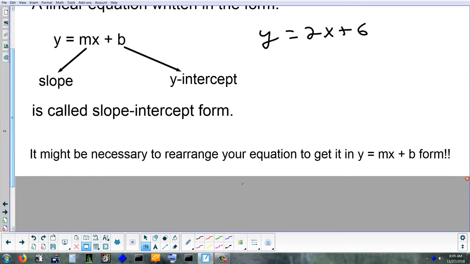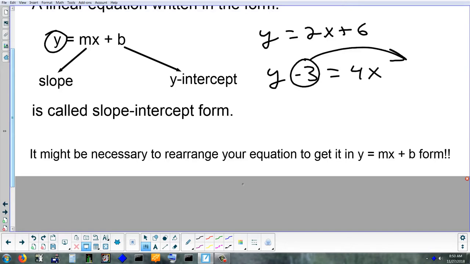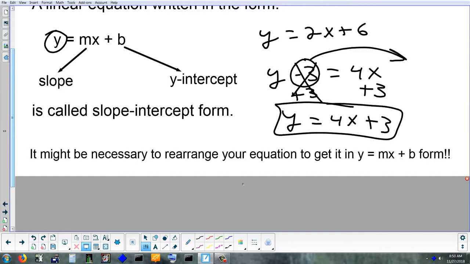What's the slope right there, the one I just wrote? Two. And what's the y-intercept? Six. Okay, that one's good to go. Now, what if I had something like this? Is that slope-intercept form? No. What's supposed to be by itself in slope-intercept form? Y. Y is supposed to be all alone on one side. In this case, it's not. What's preventing y from being alone? The negative 3. So to get this in slope-intercept form, you put this negative 3 over on the other side. And how would you do it? You'd add 3. Add 3, you get y equals 4x plus 3. Now it's in slope-intercept form.